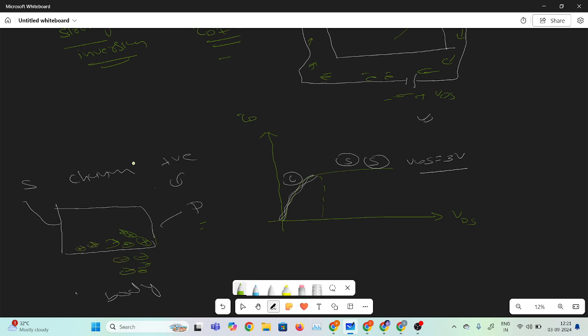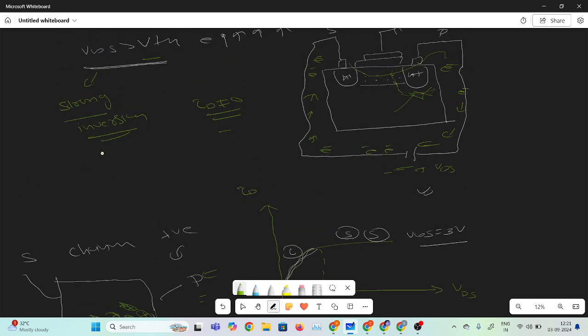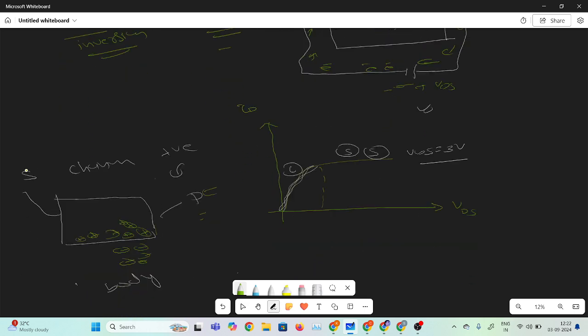Actually, if we apply the positive voltage at the drain terminal, it is connected to the n type. So the n terminal is connected to the positive voltage and the p terminal is connected to the negative, meaning ground. So it will be in reverse bias. If we apply more and more VDS, we are increasing the reverse bias. Due to reverse bias, the penetration of the depletion layer will happen across the channel. If VDS is less, it is like that, and the penetration happens.